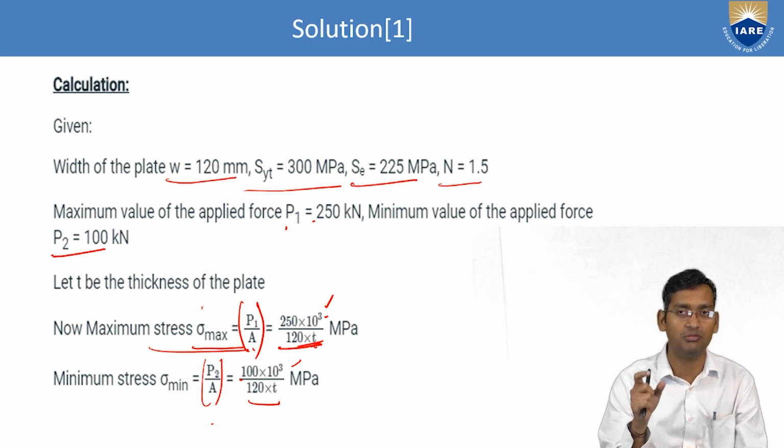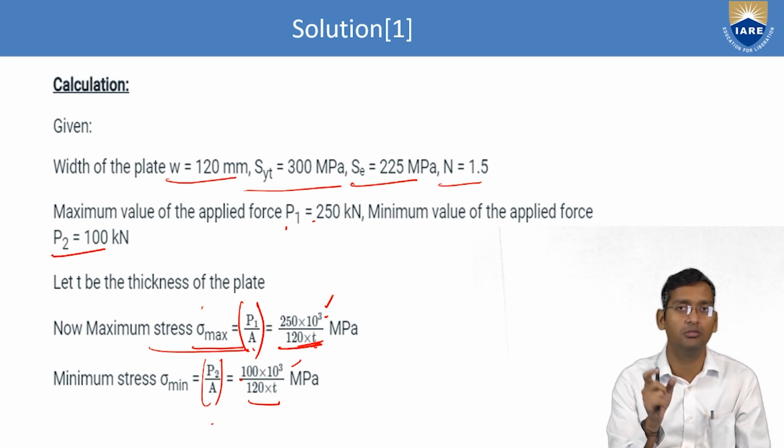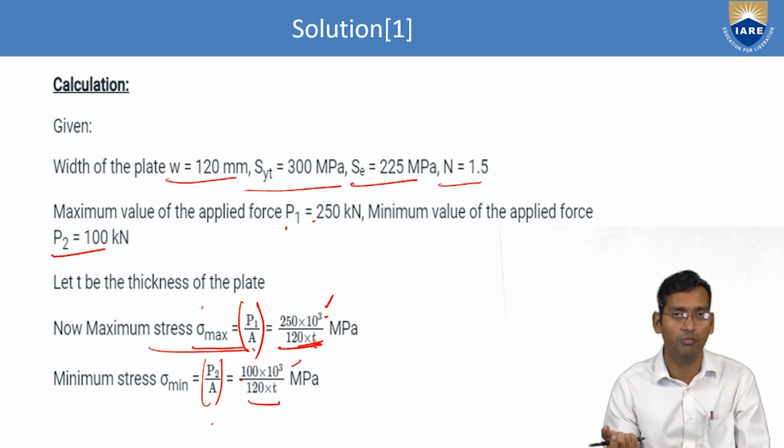If maximum load and minimum load are given, then the mean value is maximum load plus minimum load divided by 2. For sigma a, it is maximum stress minus minimum stress divided by 2. Now with that we can find the values.